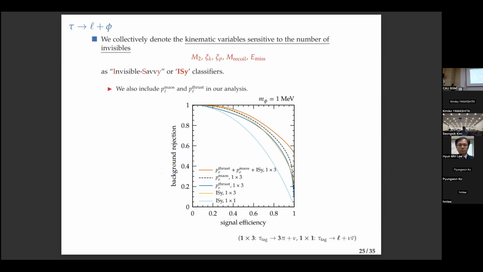So collectively we denote these kinematic variables sensitive to the number of invisibles, M2, psi k, psi p, recoil mass and missing energy, as the invisible setting, easy to classify. And in our analysis, we also include the traditional variables like electron momenta. This ROC plot shows that the combination of all these variables gives us very good performance to distinguish this.